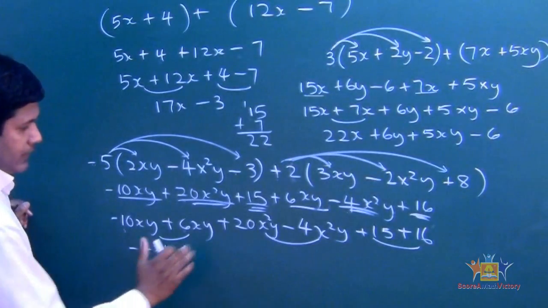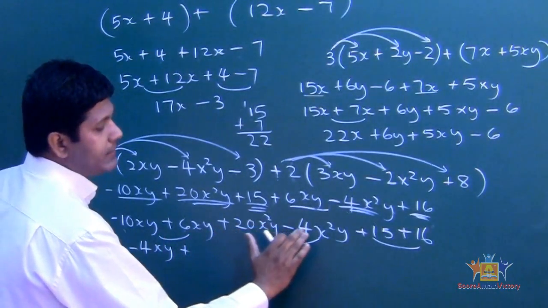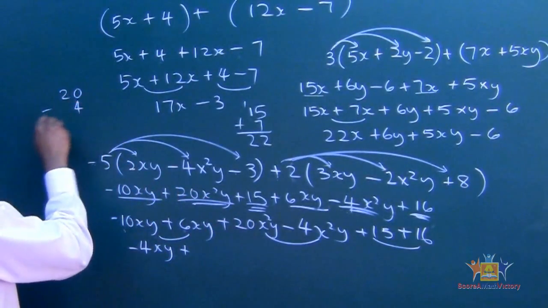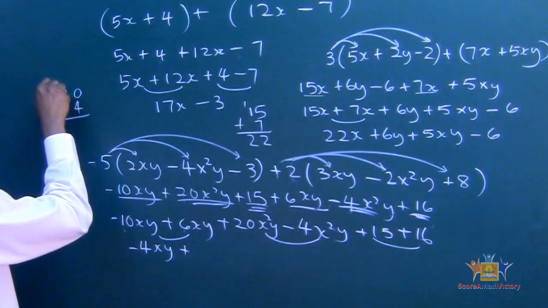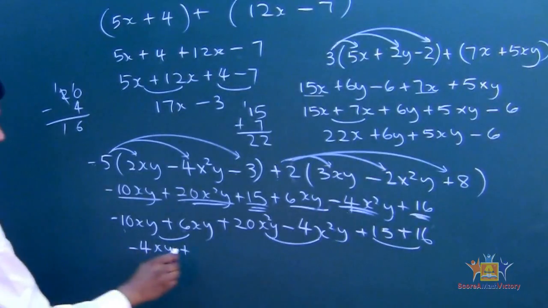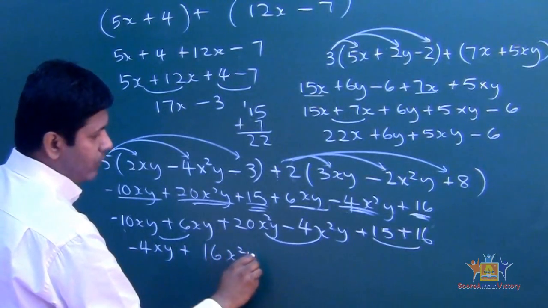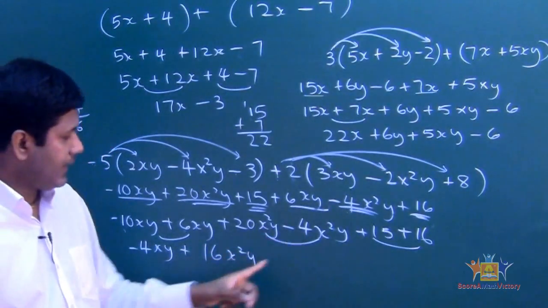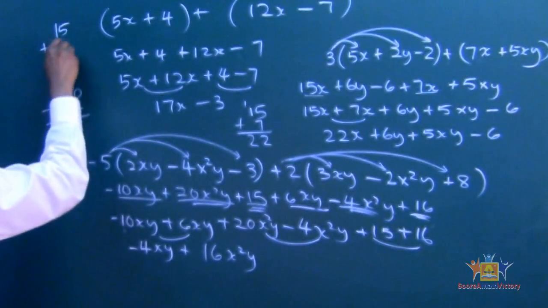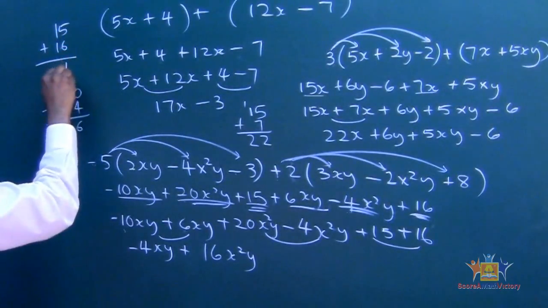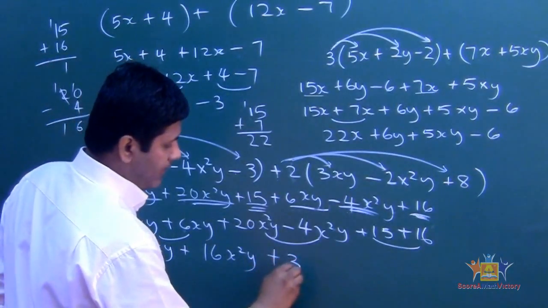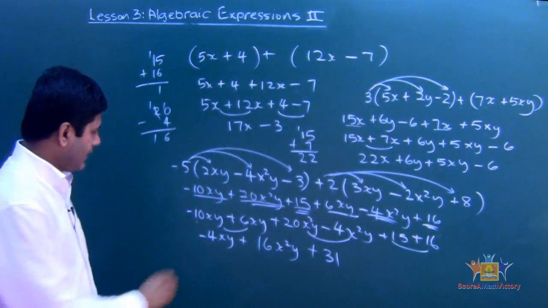Alright, we combine that. Now look, 20x squared y minus 4x squared y. 20 minus 4, let's line it up. 0 minus 4, I cannot borrow from 2, 2 becomes 1, 0 becomes 10. 10 minus 4 is 6, bring 1, so it becomes 16x squared y. Now this one, 15 plus 16, line them up. 5 plus 6 is 11, carry 1, 1 plus 1 is 2, plus 1 is 3. So that gives me plus 31, right there. That should be our final answer.